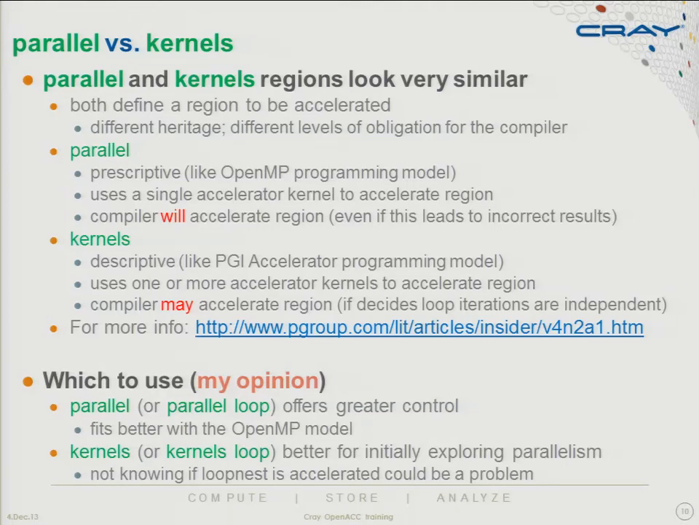Which should you use? It's up to you. I come from a more OpenMP background. I quite like the "it'll definitely do it, but I might get a wrong answer if I tell it to parallelize something that isn't parallelizable." It's up to you. Both parallel and kernels are supported by all the compilers. There shouldn't be a significant performance difference between them. There is sometimes, but there shouldn't be.